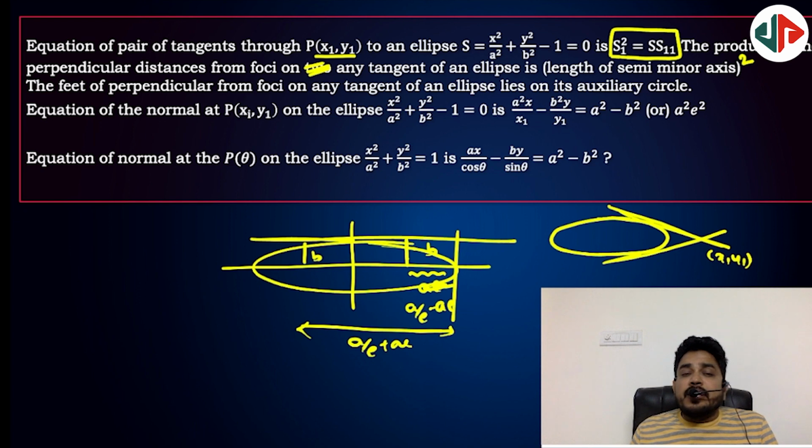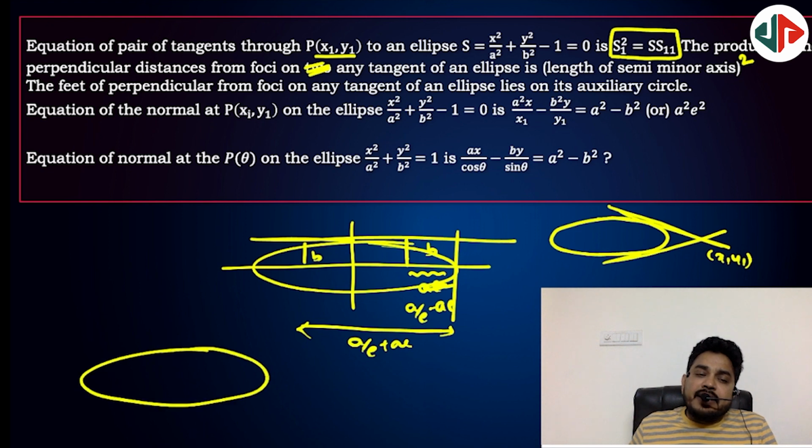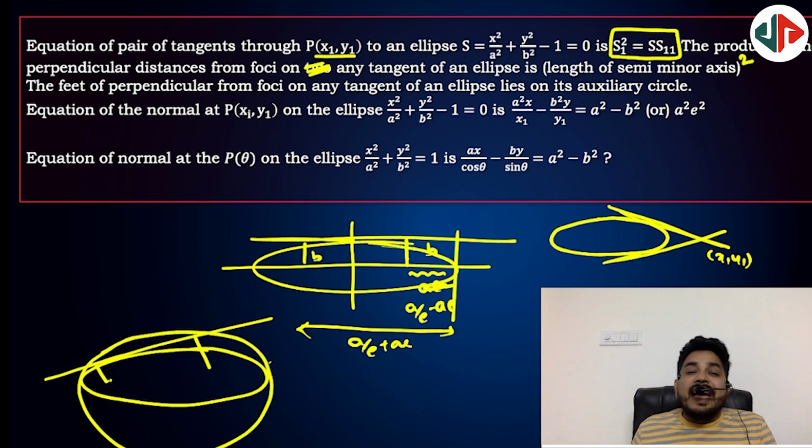Feet of the perpendicular from foci and any tangent of the ellipse. So if you have the ellipse like this and a tangent is there, so from foci you go for the perpendicular things. So you are going to get a circle. What is this one? Auxiliary circle. What is the equation of the auxiliary circle? It is x square plus y square is equal to a square. If b is greater than a, you are going to get b square.